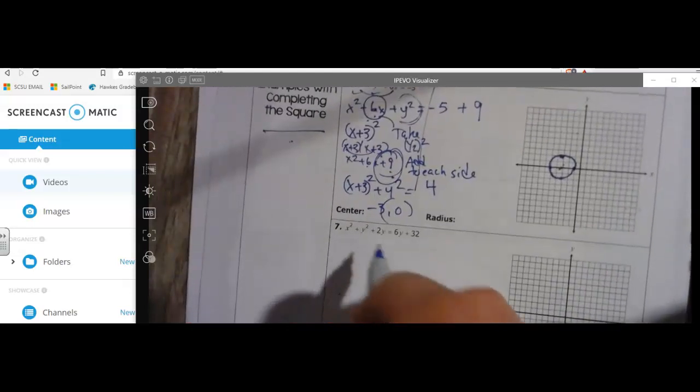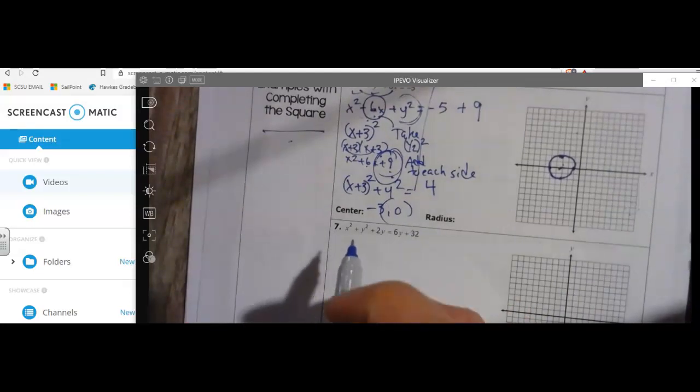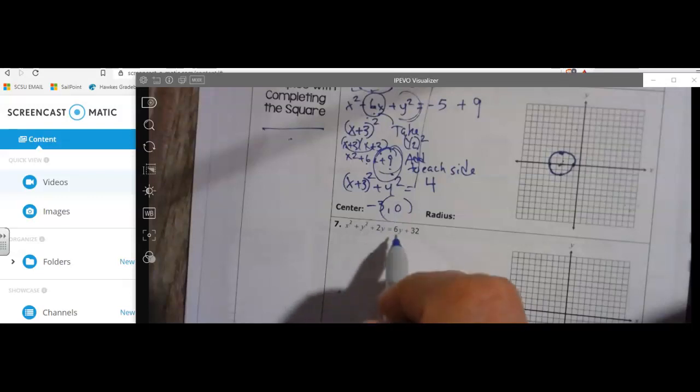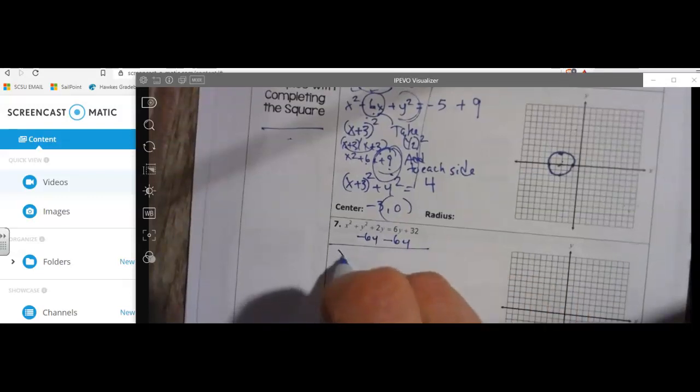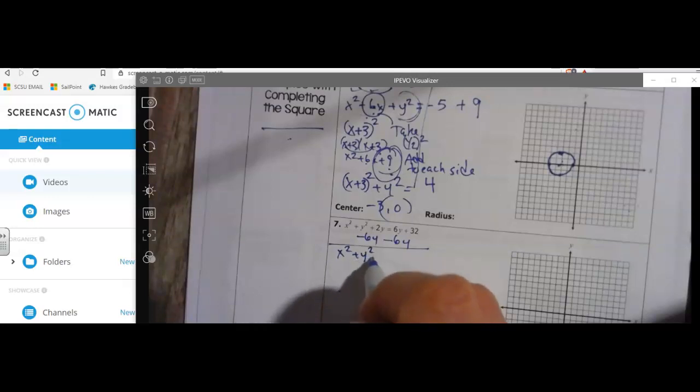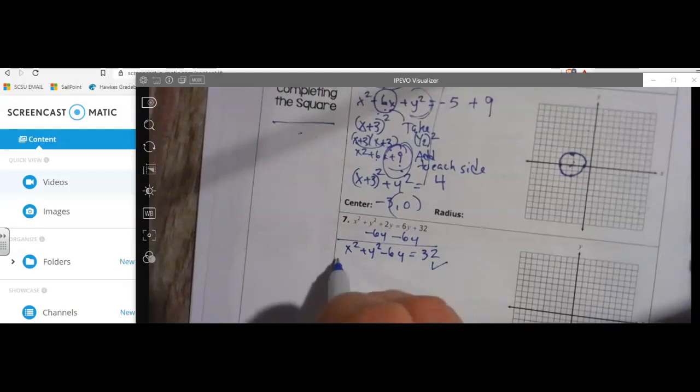This is called completing the square. So we put the x's together and the y's together. Now let's see what happens here. I would subtract the 6y. Now see what you have. You have x squared plus y squared minus 6y equals 32. So we'll look at the format. Now this is okay. This is not okay. We have to complete the square.